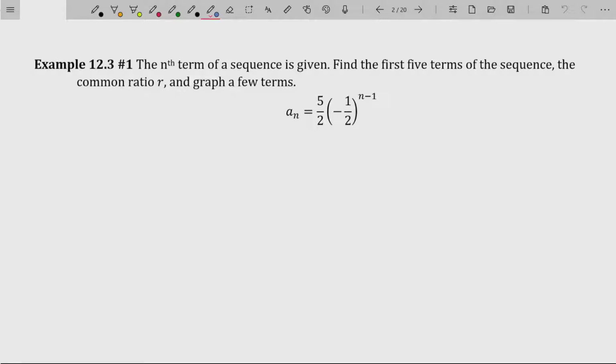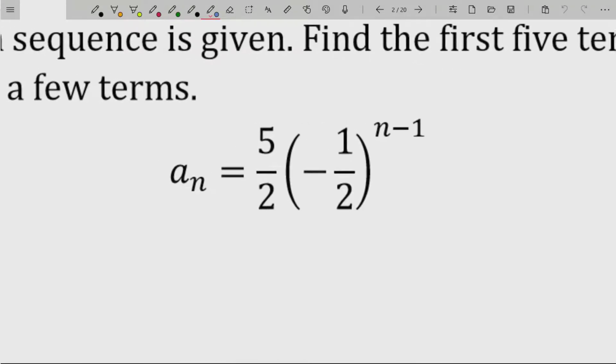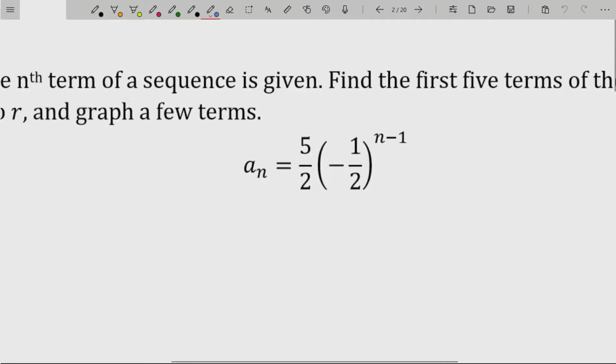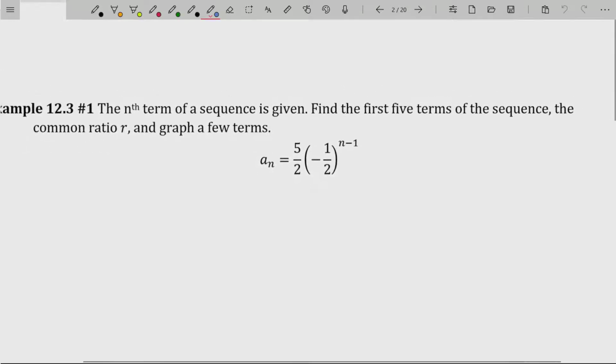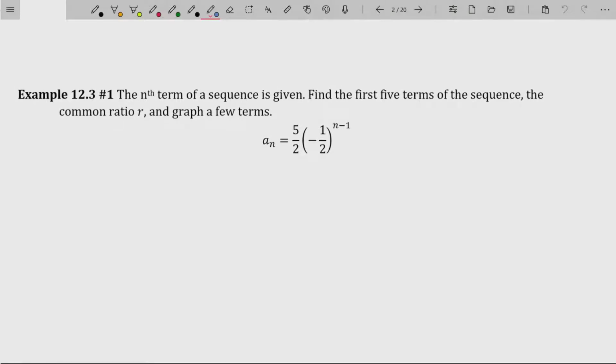So for our first example, it is just a setup, just getting used to what a geometric sequence is, making sure we know how to list out terms and state the parts of a geometric sequence. The nth term, they've given us the formula. When anybody tells you the nth term is given by, they're literally giving you the equation for that sequence. So we've been gifted this. Often you're not gifted that. Find the first 5 terms of the sequence, the common ratio, and then graph a few terms.